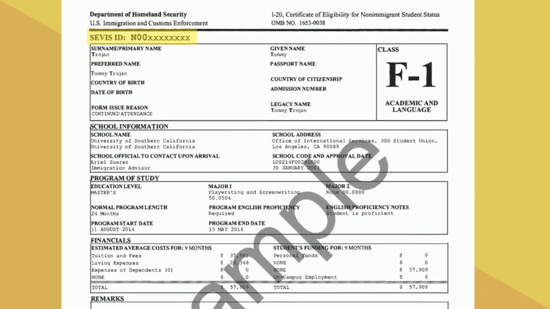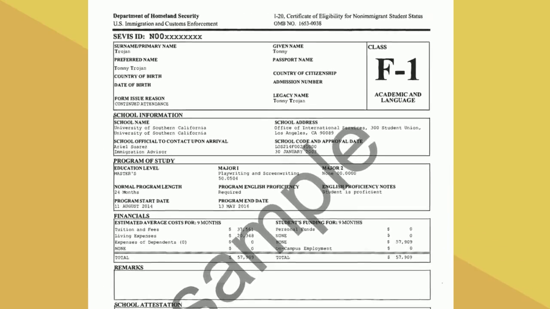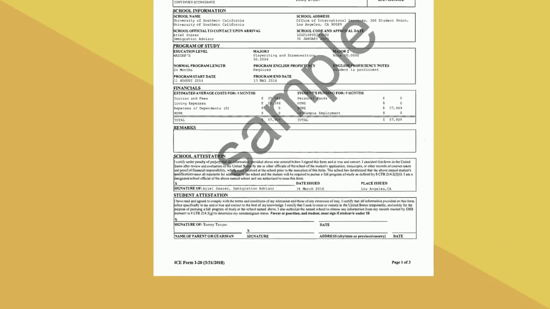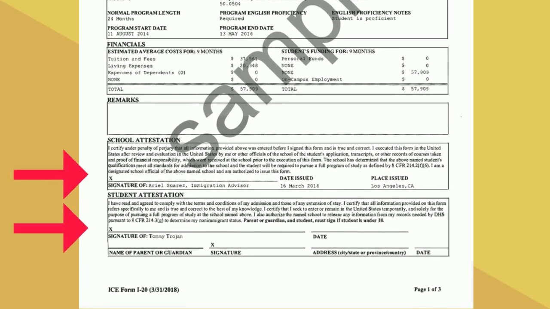In most cases, you will keep the same SEVIS ID number during your entire period of study, even if you transfer to another university in the US. The I-20 also has an area for your personal information, the school information, and your program of study. The program of study area will show your program start and end date. At the bottom of the I-20 will be your advisor's signature and your signature.